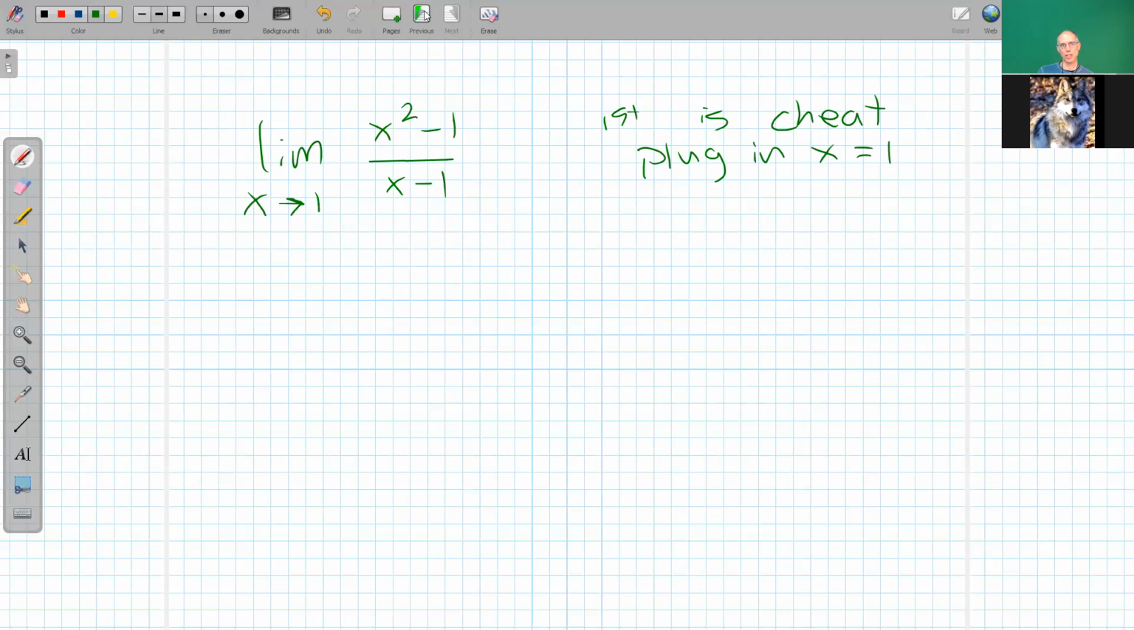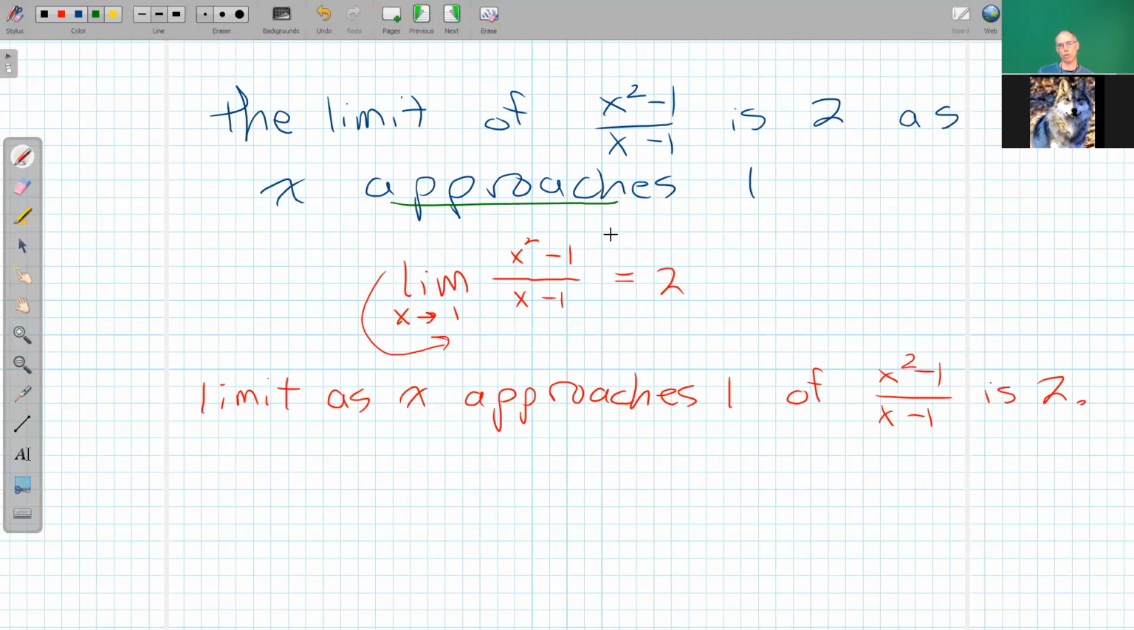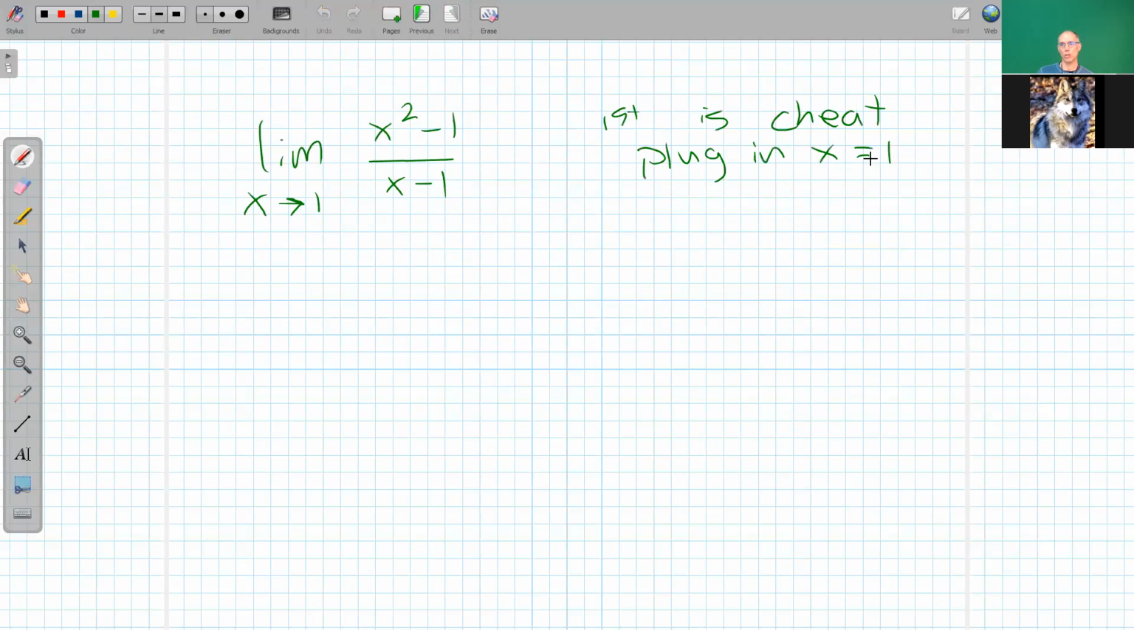The reason that's cheating is the language here says to approach. Okay, approach doesn't mean go and grab it. Okay, it means to get closer to. Doesn't mean to get there. So that's the catch here. Approaching means get closer, but don't touch. So touching means plugging in, and that's technically cheating with a limit, but it's a good place to start. So if I cheat, I just plug in that 1 into that expression and see what happens.